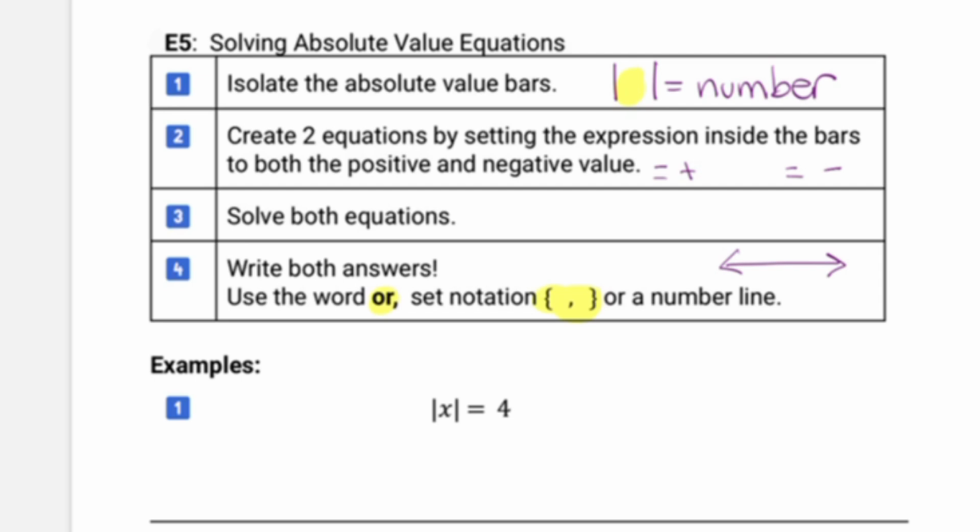So let's get right to it. Absolute value of x equals 4. We already have the absolute value bars isolated, so we're jumping into step 2. We're going to say x equals 4 or x equals negative 4. I'm going to use the or. That's all you have to do because there was no solving involved.